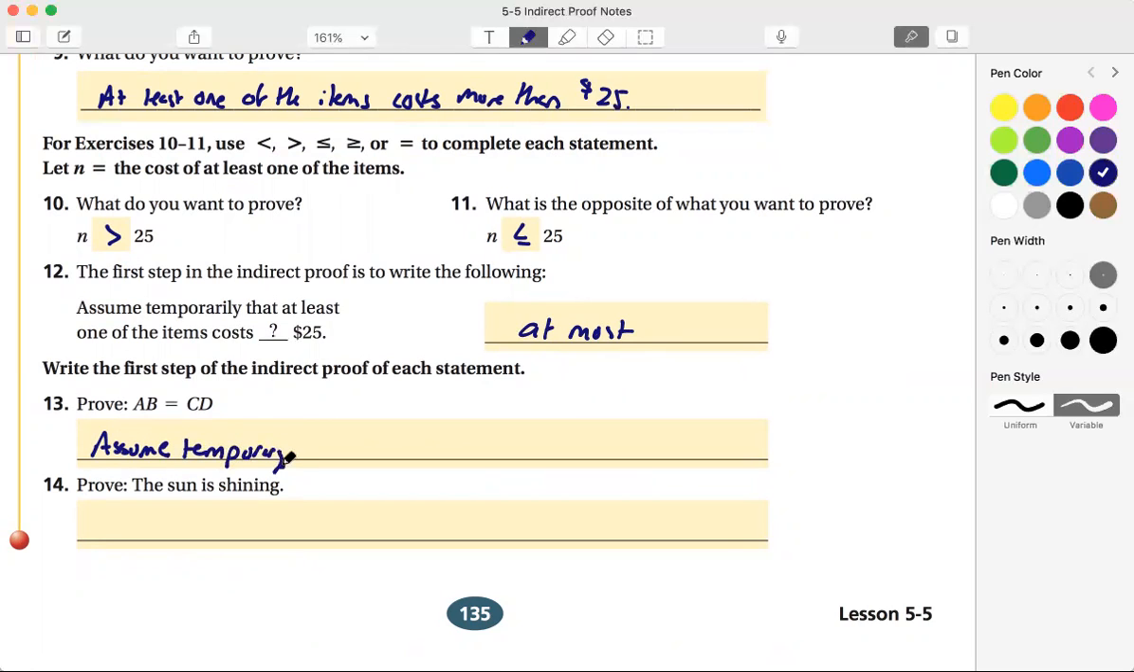All right, if I wanted to prove AB equals CD, our first step would be to assume temporarily that AB does not equal CD. If I wanted to prove that the sun is shining, my first step in an indirect proof would be to assume temporarily that the sun is not shining.